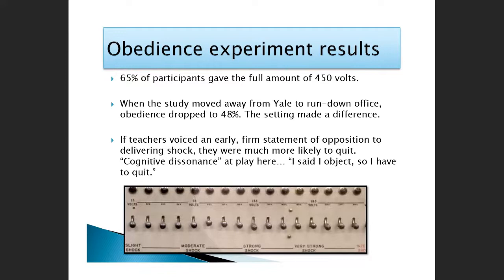One of the things that made a difference was if the teachers voiced an early firm statement of opposition to delivering shock, they were much more likely to quit. So if a person came in saying, I'm not comfortable giving somebody else shock, well, now you've got cognitive dissonance at play, right? I said I don't like doing this, so now I'm doing it. I have to quit. I have to stop because my behavior can't be inconsistent with what I just said. So it actually does help people to state their values in advance. Say it out loud. And if you're ever in a situation where you're uncomfortable about something going on, make your statement known, and it'll be much easier for you to follow what you believe in.